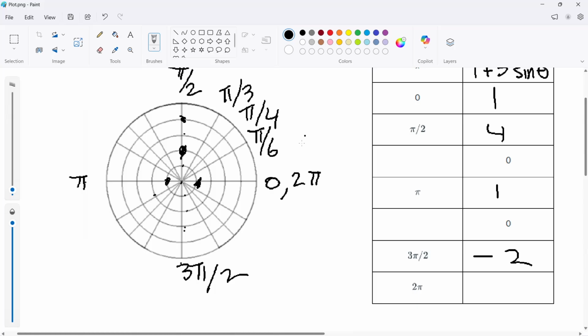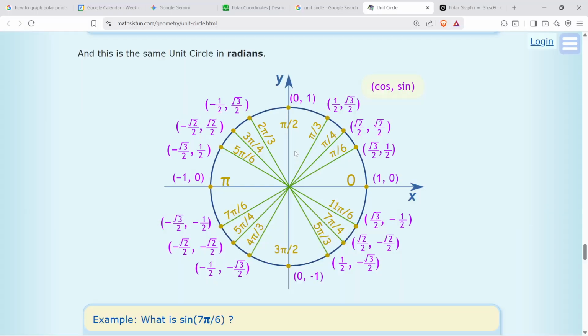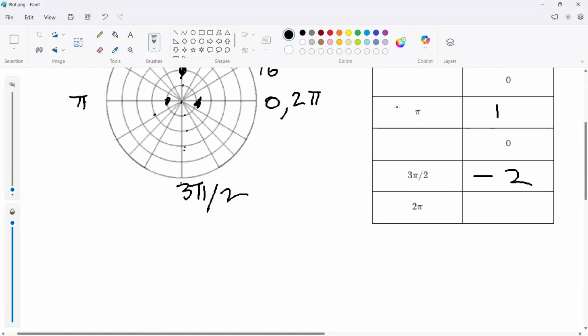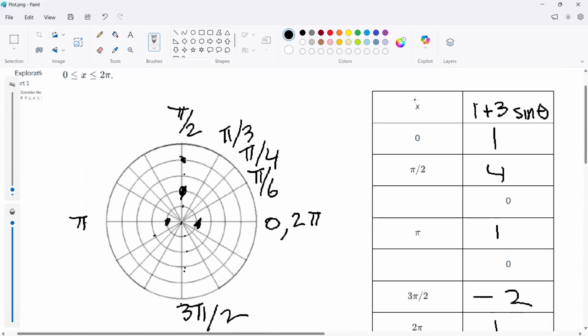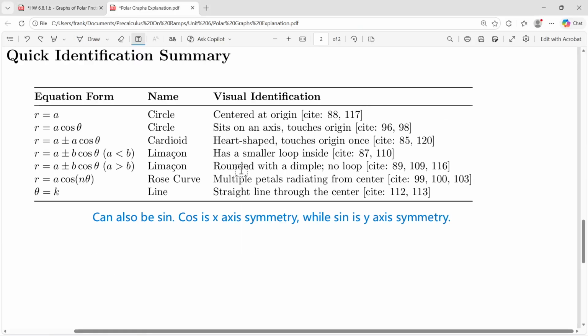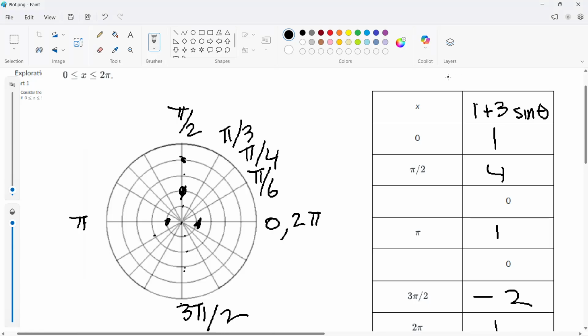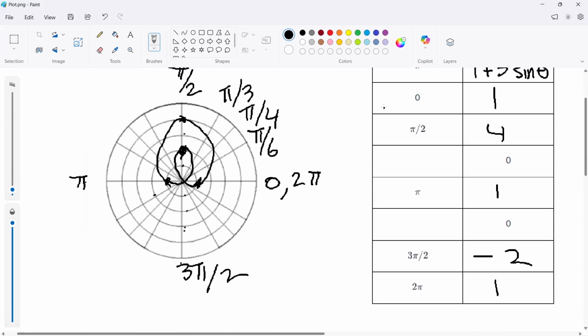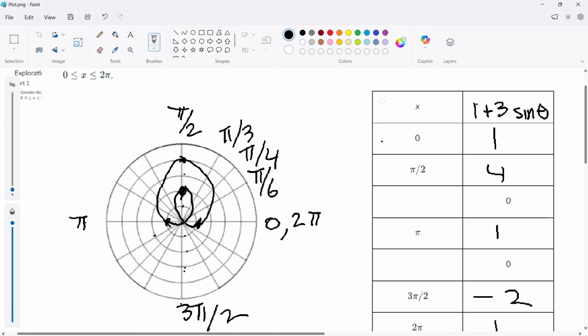I go up there. And then at 2 pi, it should be 1 again, right? Because sine is 0. 1 plus 0 is 1. So 2 pi is 1. Now I know 1 plus 3 sine theta. Let me look at my chart again. 1 plus 3, the A is greater than the B, it's a limaçon with a smaller loop inside. So I know this thing is going to go like that, and then like that, something like that. It's not going to be perfect, but that's what it looks like.